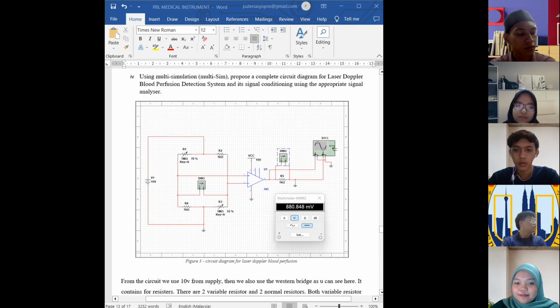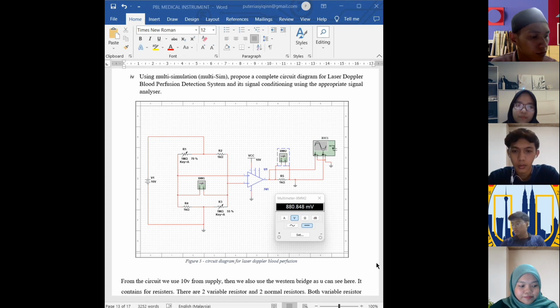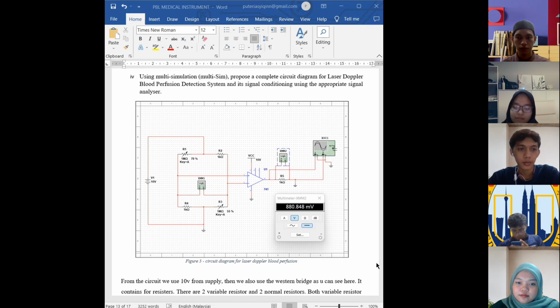Assalamualaikum warahmatullahi wabarakatuh. My name is Muhammad Ilman bin Bahtia. For my task, I need to propose a complete circuit diagram for laser Doppler blood perfusion detection system and its signal conditioning using appropriate signal analyzer.